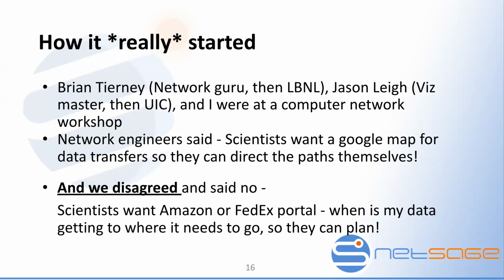I don't remember what the workshop name was. I just remember being in a big room of about 150 people, mostly network engineers. And they were saying, scientists want a tool so that they can show where their network data is moving. So what is the route it's taking? And the scientists, the chemists, want to go in and change the route that it's taking.